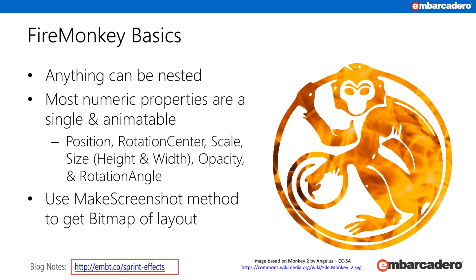So FireMonkey basics. This is just the basics of it, but anything can be nested. You can put an image inside of a button and then you have an image button. So everything can be nested. Also in FireMonkey, most numeric properties are single or floating point numbers and they're animatable. That means the position, which is an XY coordinate, is floating point numbers. So it's not just 1, 2, 3. It can be 1, 1.1, 1.2, etc. And it's animatable, so you can use animations in order to change that. We'll talk about those in a second. Also, if you want to get the image behind a layout, so let's say you've put buttons and controls on a layout and you want to get a screenshot of that, you just call the MakeScreenshot method, and that gives you back a bitmap of what it currently looks like, which we'll take advantage of. So that can be really useful.